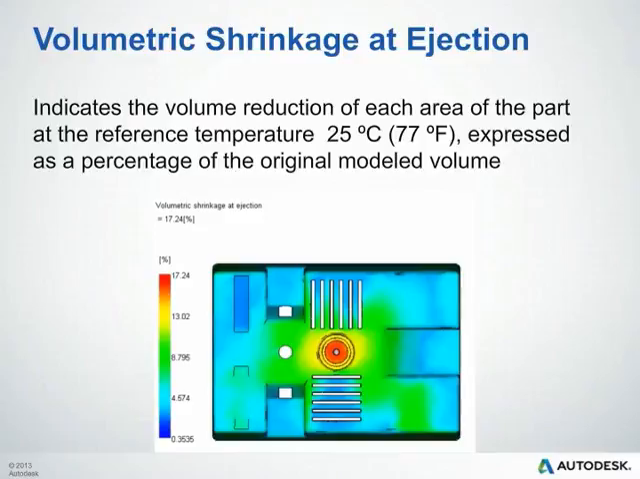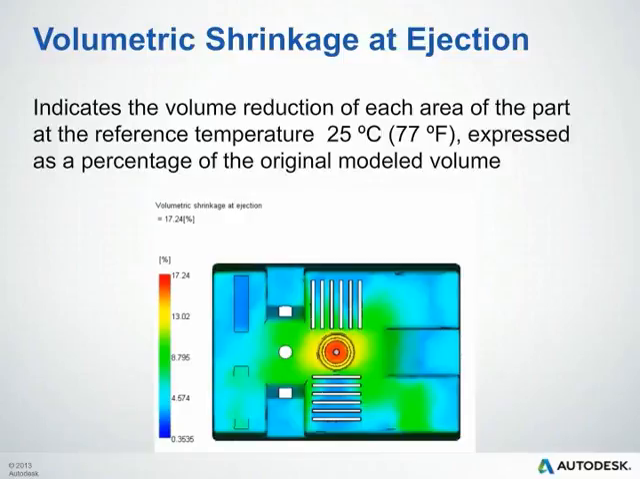Our pack analysis will give us this result, the volumetric shrinkage at ejection. What this is giving us is the indication of how the volume is reduced between the original model's volume and our molded part at room temperature, which is 25 degrees Celsius. Basically it shows us how much it shrinks in volume as a percentage.